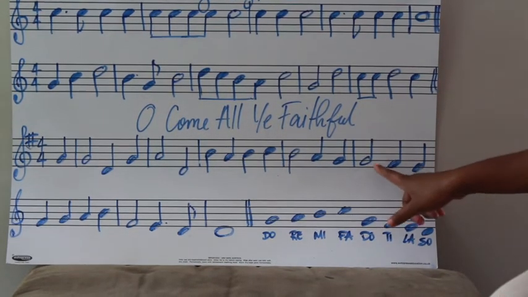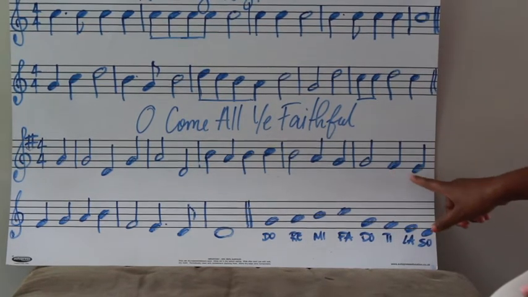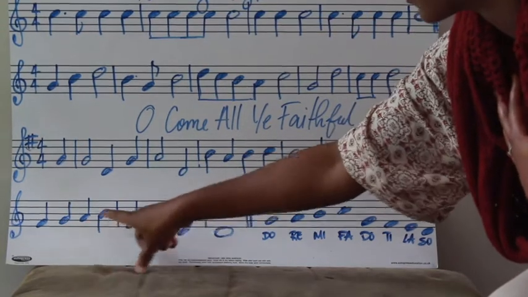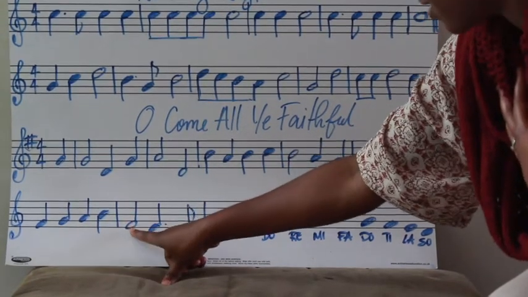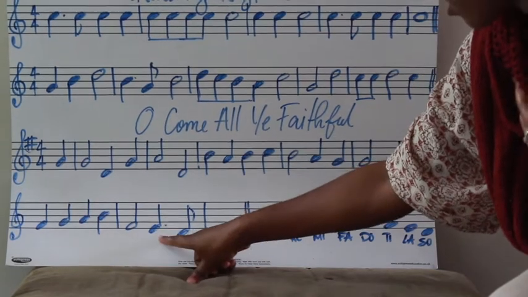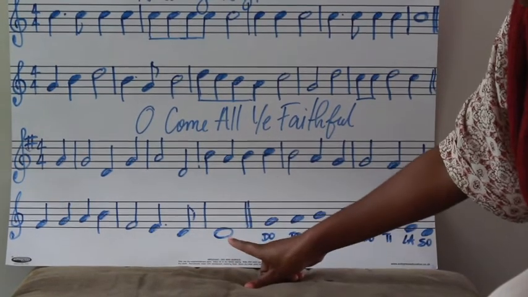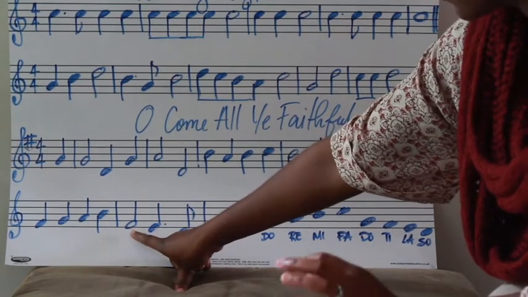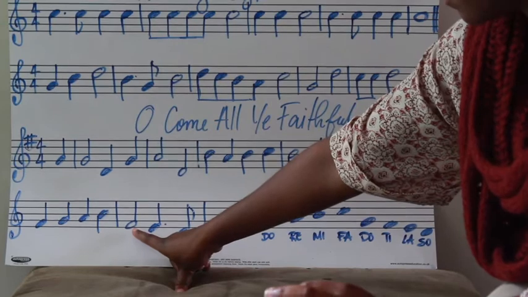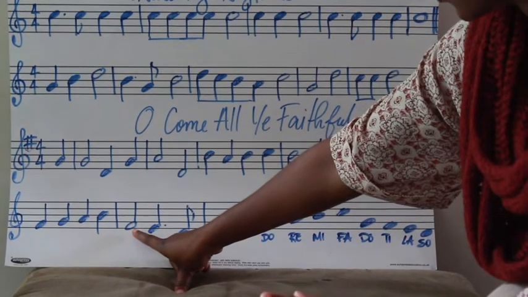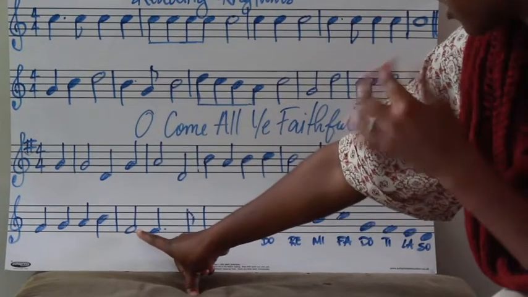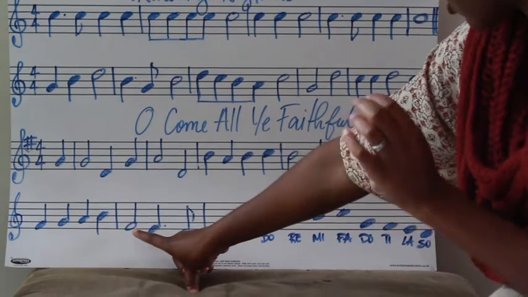So let's go from here. Do, do, ti, la, ti, do, re, mi, ti, la, so, so. So sometimes it can feel awkward landing on the ti. It doesn't feel like a very natural note to sing. And in this case, it's a sharp. So we really have to make sure we sing it correctly.